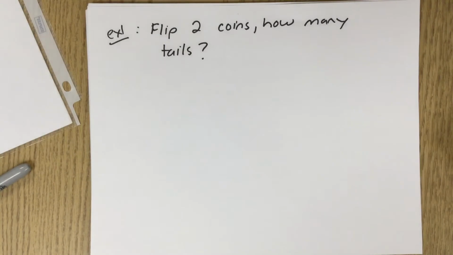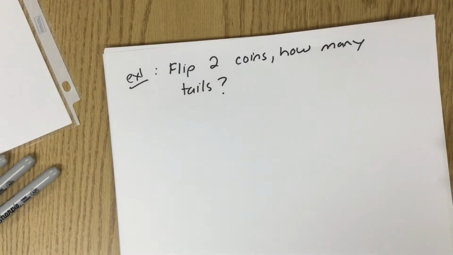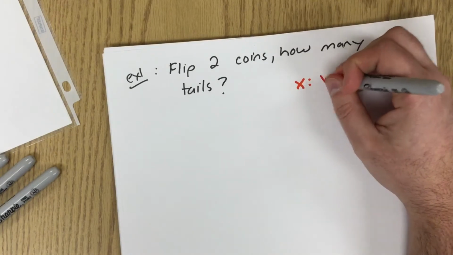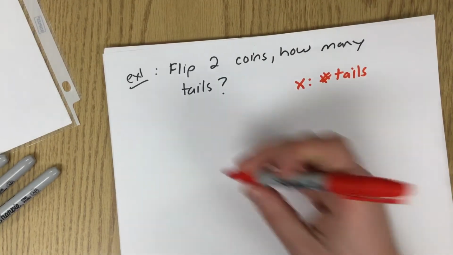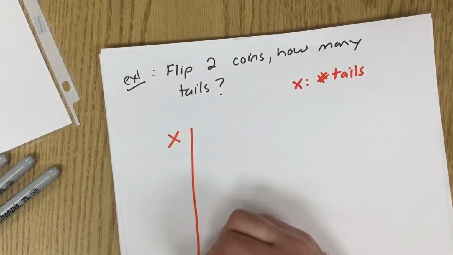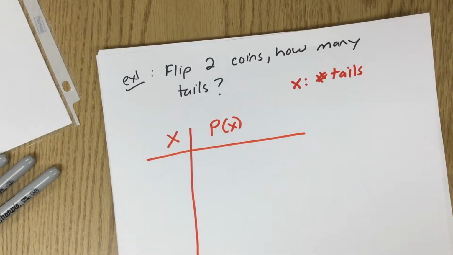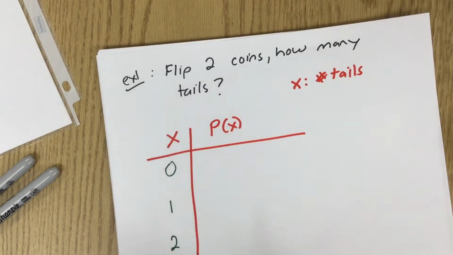So for example, we flip 2 coins. How many of them are going to be tails? Now, the way we're going to do this is we're going to define essentially a variable. So I'm going to say that x is the number of tails. And then we're going to make a chart and we're going to say what values of x could there be and what is the probability of each of those values of x. So if we flip 2 coins, how many tails could we get? We can get 0 tails, or 1 tail, or 2 tails.